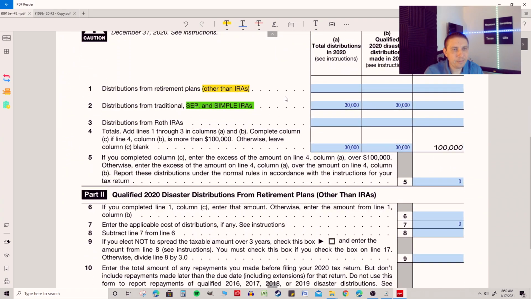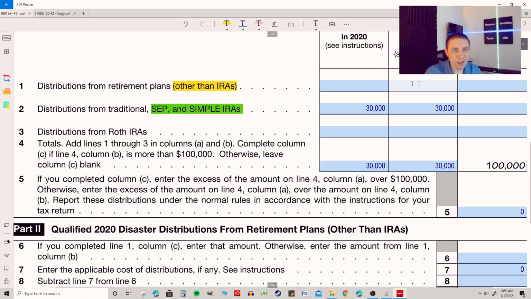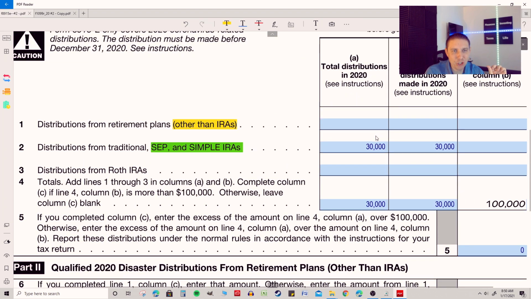We're going to come down here, but in the first example, we filled out this line up here. Now we're going to fill out line 2 instead because it's distributions from a traditional IRA, SEP, or simple. Column B, line 2, we're going to list 30,000 from our 1099-R there. And we know all of it's related to the qualified coronavirus distribution, so we're going to list 30,000 there.